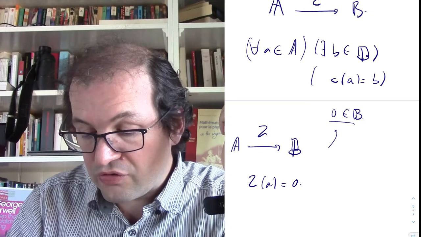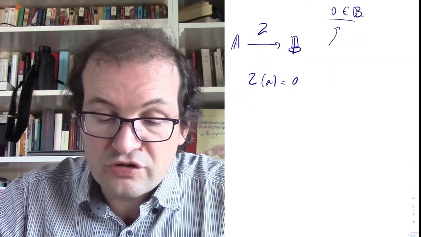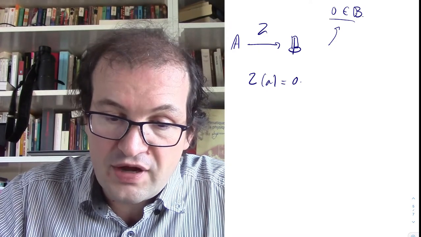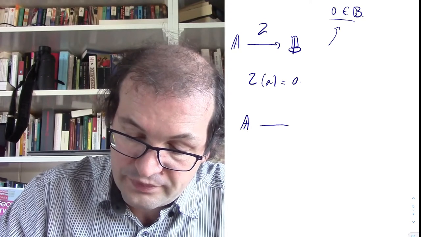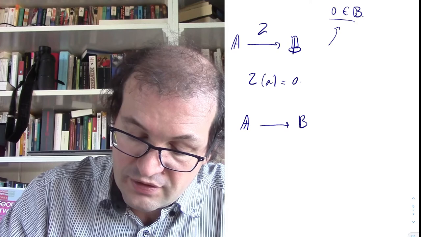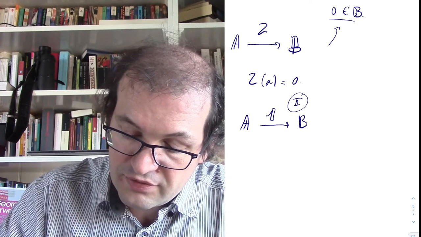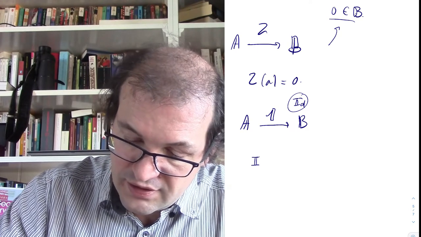But this requires, again, that 0 is part of B, and not all sets B have to include the 0, for instance. That's otherwise a very important function, the zero function. We have the identity function. These are really also very important functions. The identity, we like to call it 1, or I, there are various names, or id, let's call it id. So I will put it there.